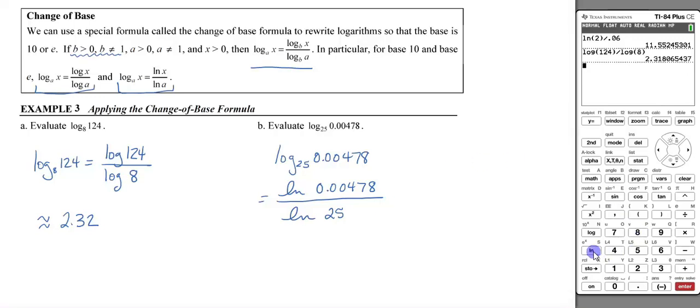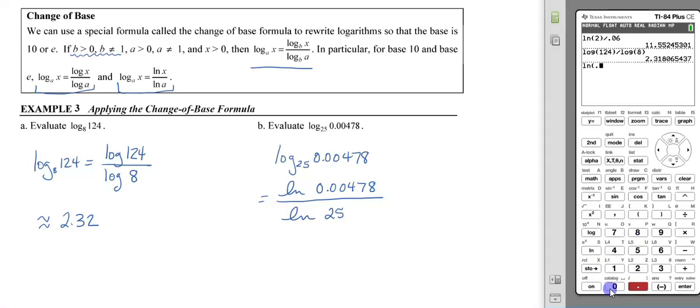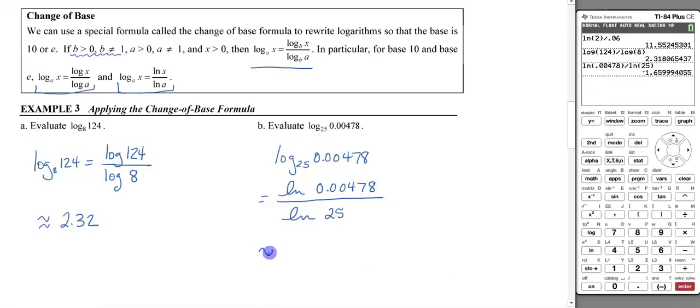Let's put this into the calculator now. Natural log of 0.00478, close those parentheses, divided by natural log of 25, and close those parentheses. So we get about negative 1.66.